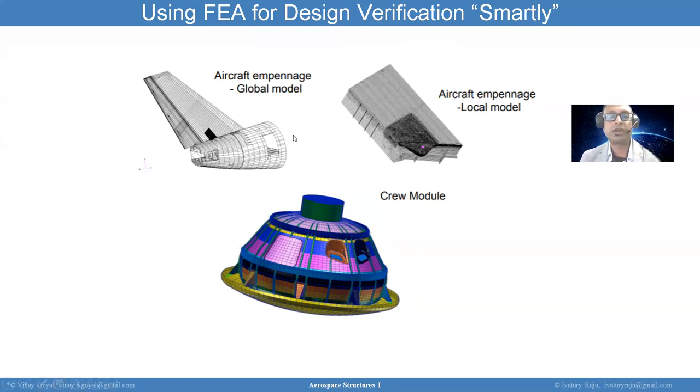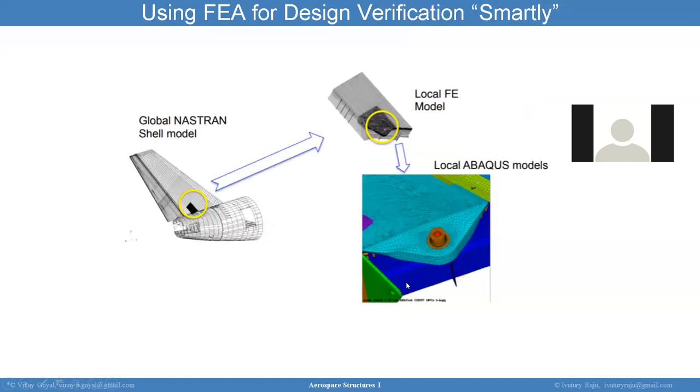And one of the things we'll be talking about later today is the importance of using global local models to create mesh refinement in areas where you need them, and keeping a coarse mesh density in areas where you do not need them. And so here at the bottom, we're also showing the crew module, which is another structure that people are analyzing. And the bottom line here is that you want to create finite element analysis in a smart way. And here again, a zoom in of an Abaqus local model trying to simulate that global behavior.